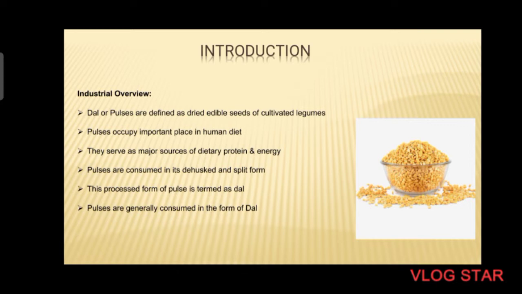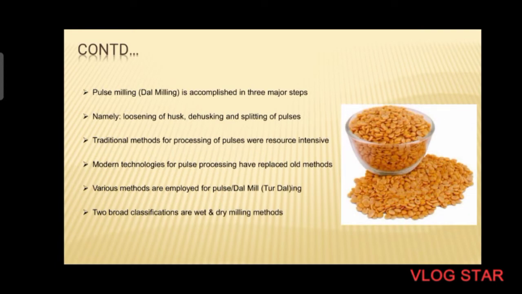Pulses are consumed in their dehusked and split form. This processed form of pulses is termed as dal. Pulses are generally consumed in the form of dal. Pulse milling is accomplished in three major steps, namely loosening of husk, dehusking, and splitting of pulses.